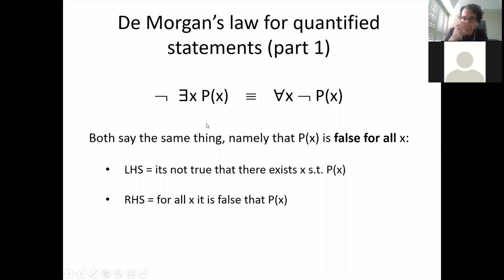So this we didn't get to last time, and that's it for the review. De Morgan's laws for quantified expressions.